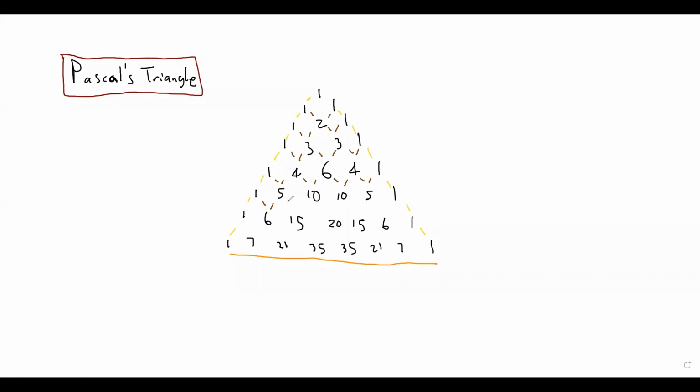1 plus 5 is 6, 5 plus 10 is 15, 10 plus 10 is 20, and then it repeats again. 1 plus 6 is 7, 6 plus 15 is 21, 15 plus 20 is 35, and then it repeats all the way till the row is done. And there you have it. Those are the first 7 rows of Pascal's triangle.